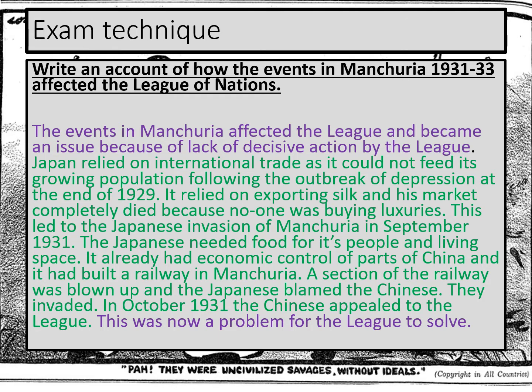The Japanese needed food for its people and living space. It already had economic control of parts of China and had built a railway in Manchuria. A section of the railway was blown up and the Japanese blamed the Chinese. They invaded. In October 1931, the Chinese appealed to the League. This was now a problem for the League to solve. So this is how it affects the League of Nations.